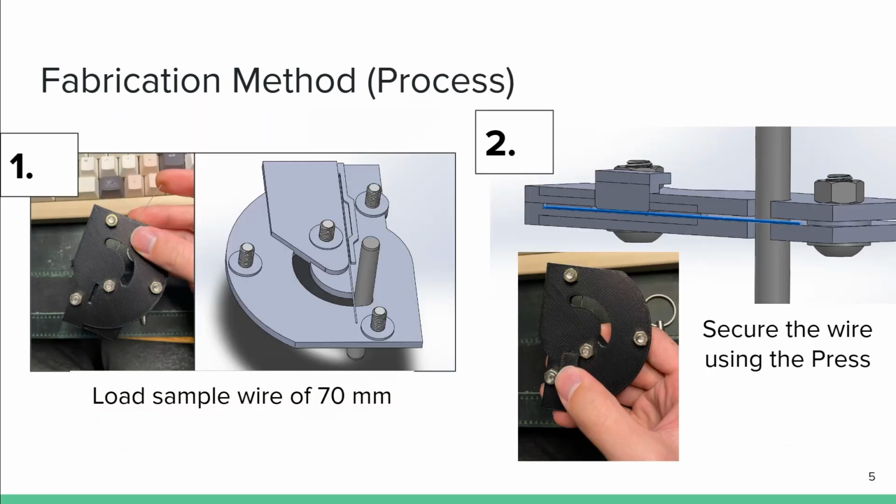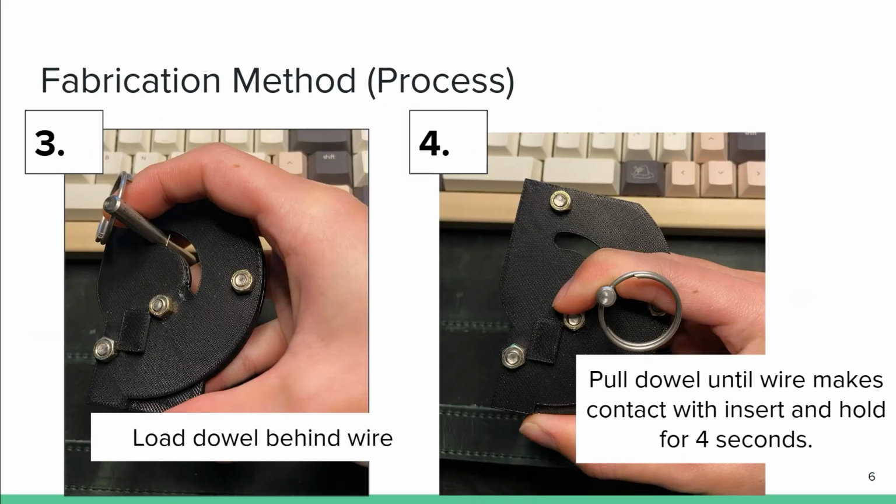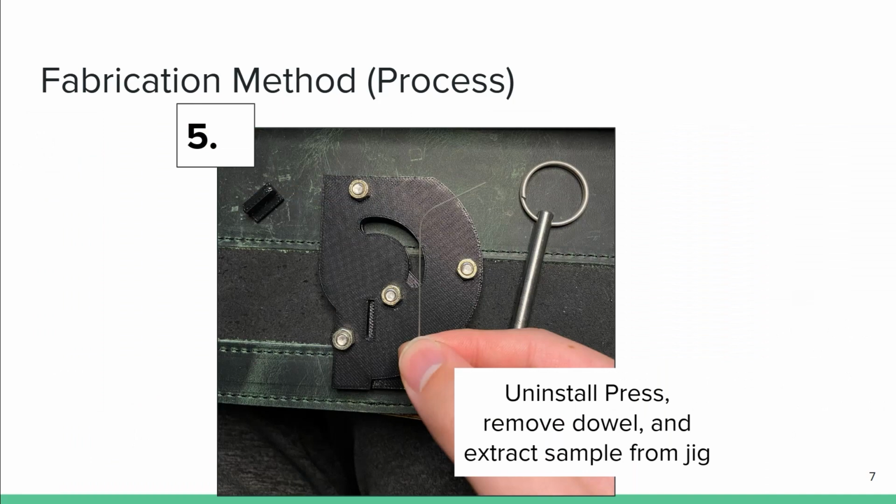To produce the sample, we first load a wire of 70 mm into the jig. We then secure the wire using a press. We then load the dowel behind the wire and pull the dowel until the wire makes contact with the insert and hold for 4 seconds. Finally, we uninstall the press, remove the dowel, and extract the sample from the jig.